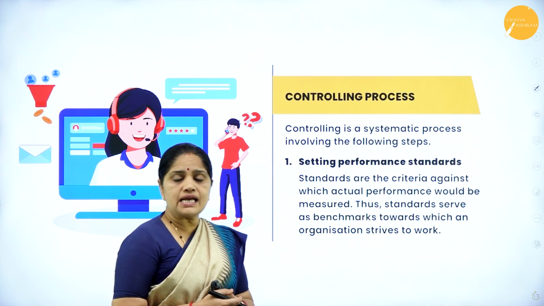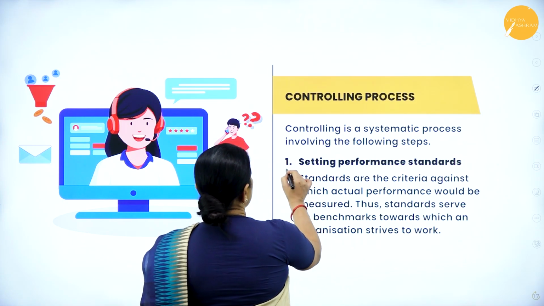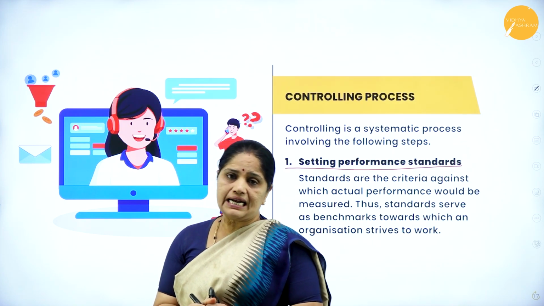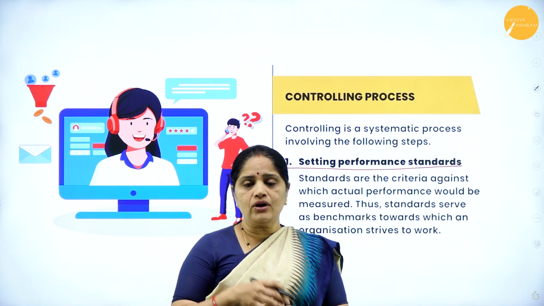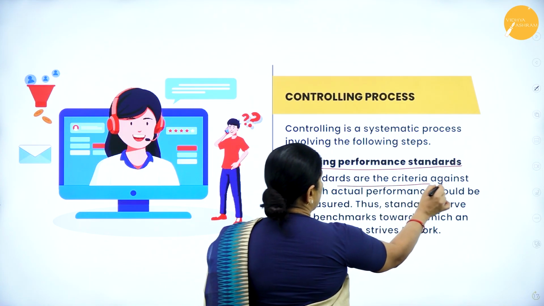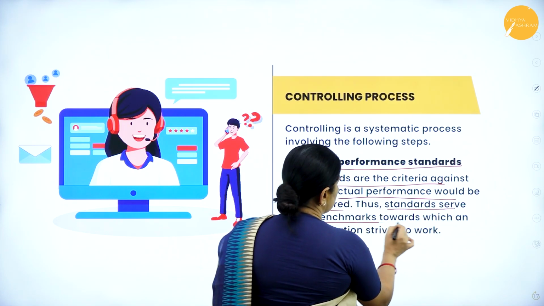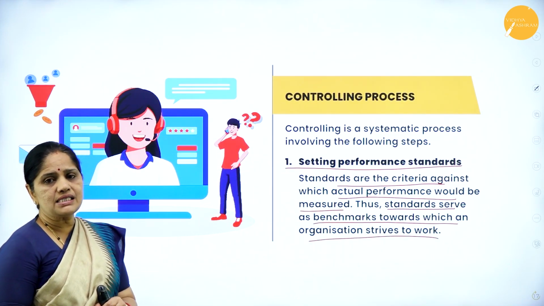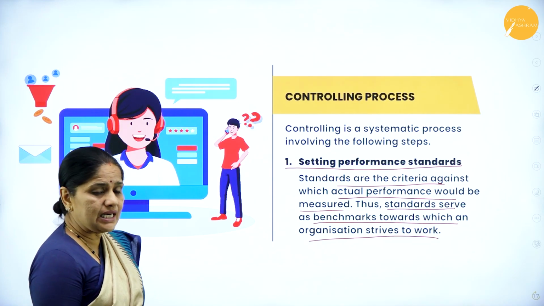Next, let us understand the controlling process. In the controlling process, the first step is setting the performance standards. So what is the meaning of standards? Standards are the criteria or the benchmark which the department or each employee has to achieve. Standards are the criteria against which the actual performance would be measured. Thus, standards serve as benchmarks towards which an organization strives to work. So standards are set by the controlling function, and we will be checking the actual performance against the standards.